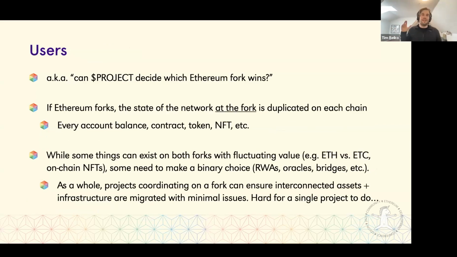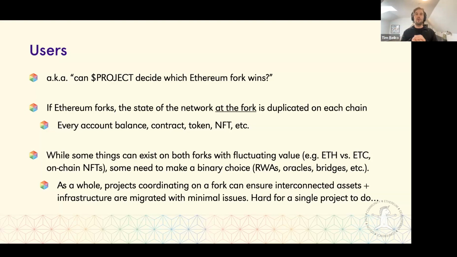But even beyond running a node on the network, we can think about the users of Ethereum. And one version of this question that comes up a lot every now and then is, can a single project decide which Ethereum fork wins? Imagine there's a contentious fork. Is USDC or is Maker or is anyone else going to be determinant in which is the real fork? And it's worth explaining how a fork would work on Ethereum here.